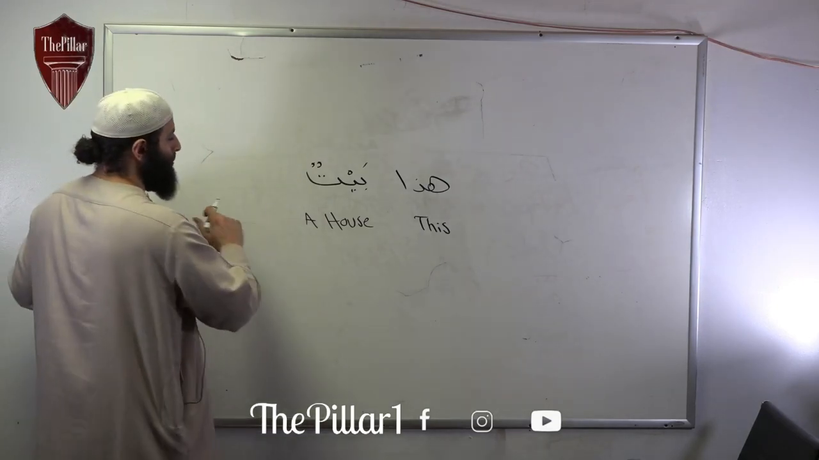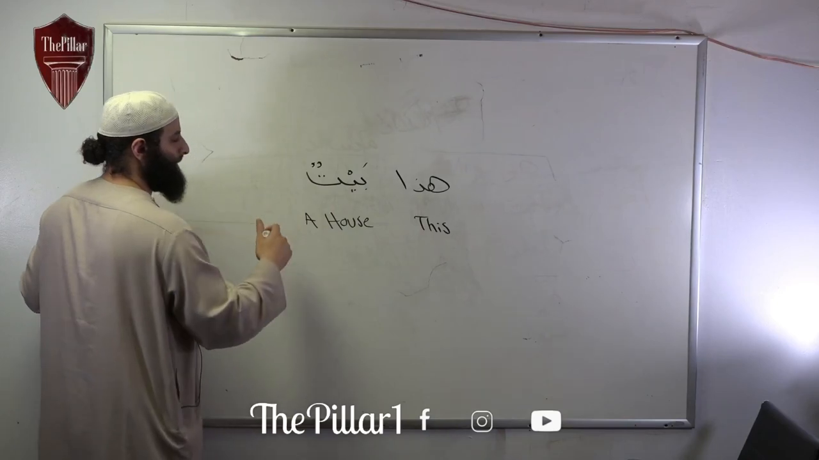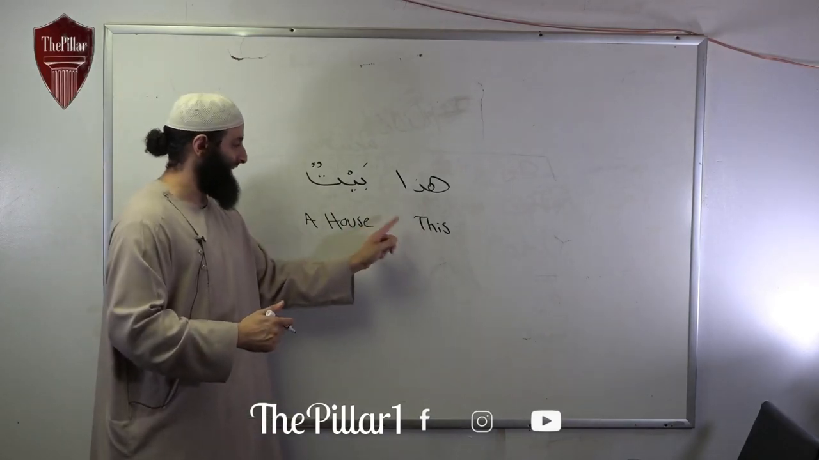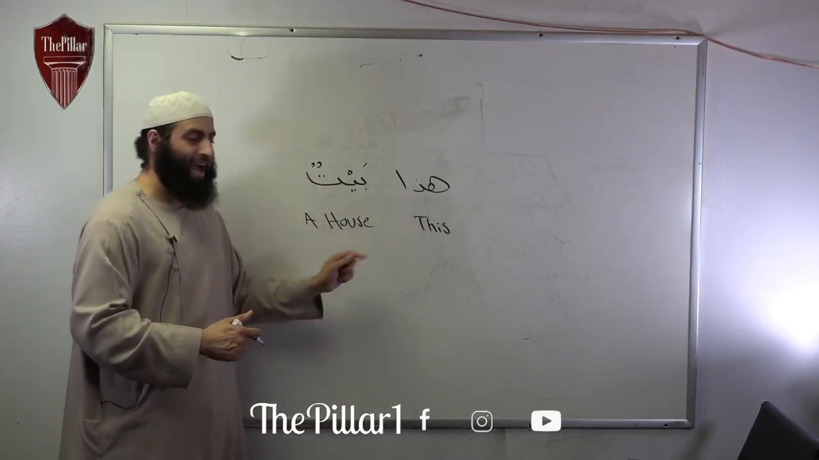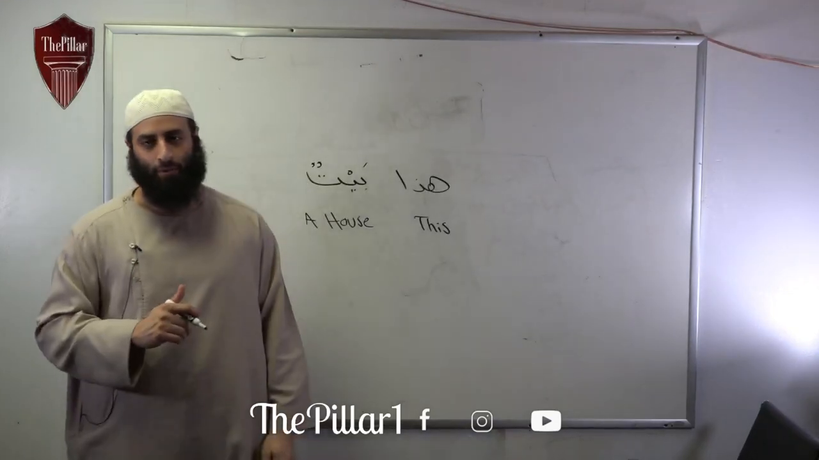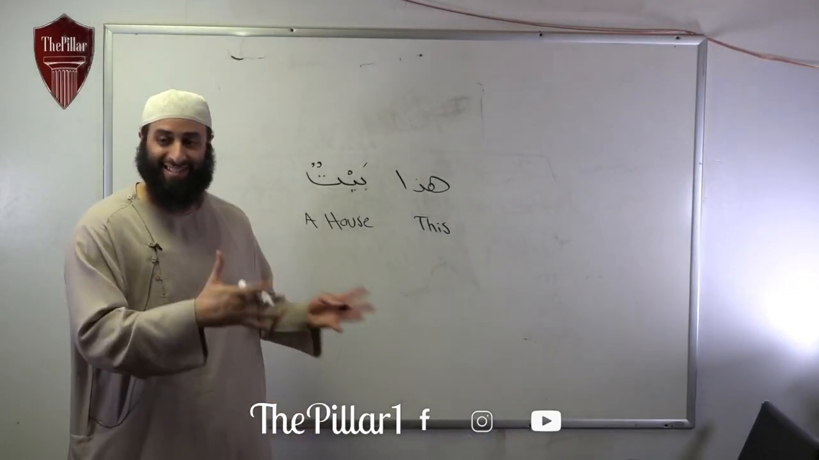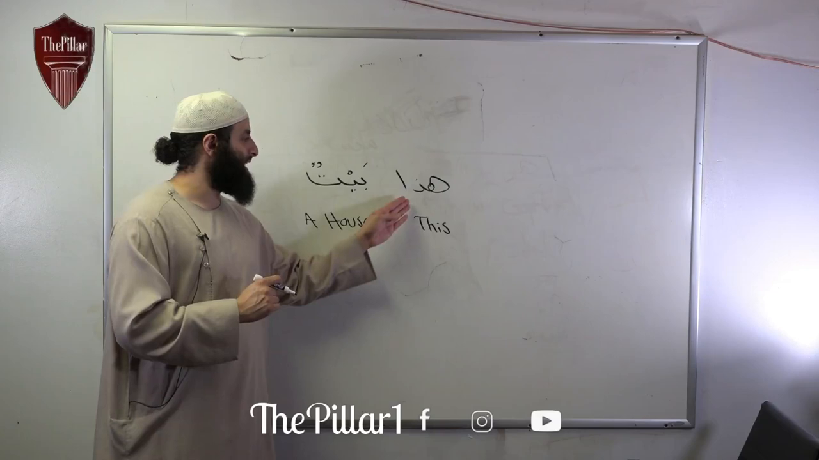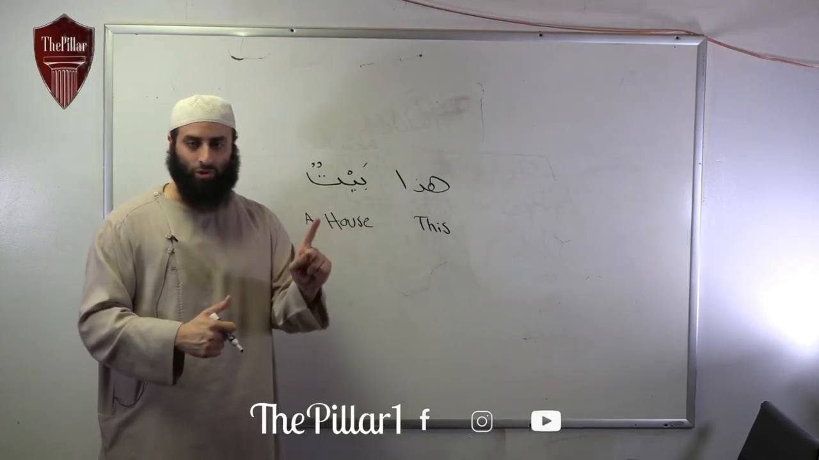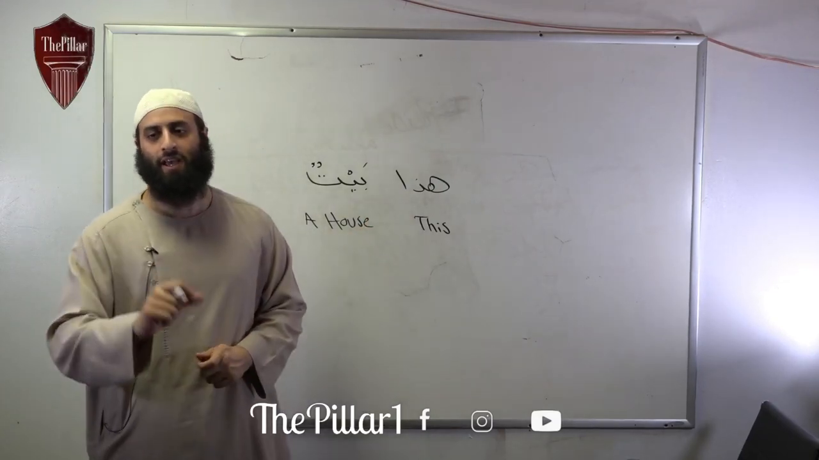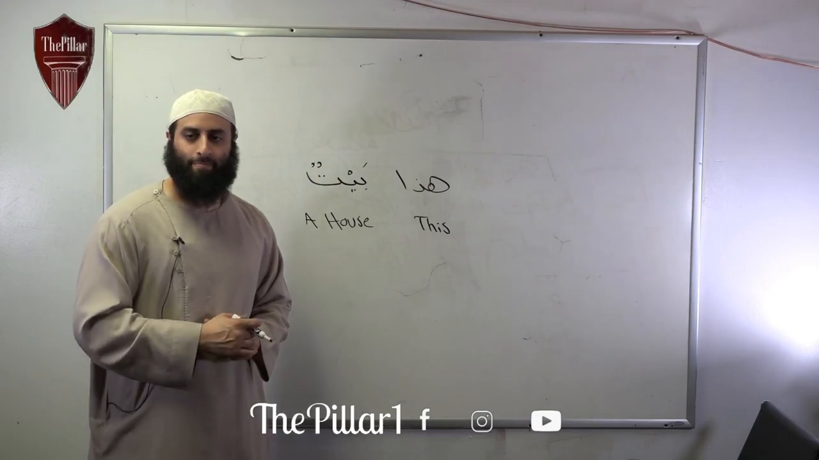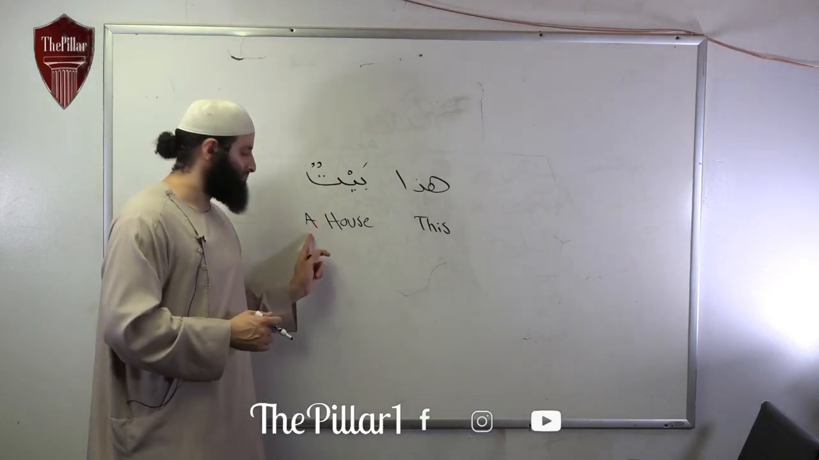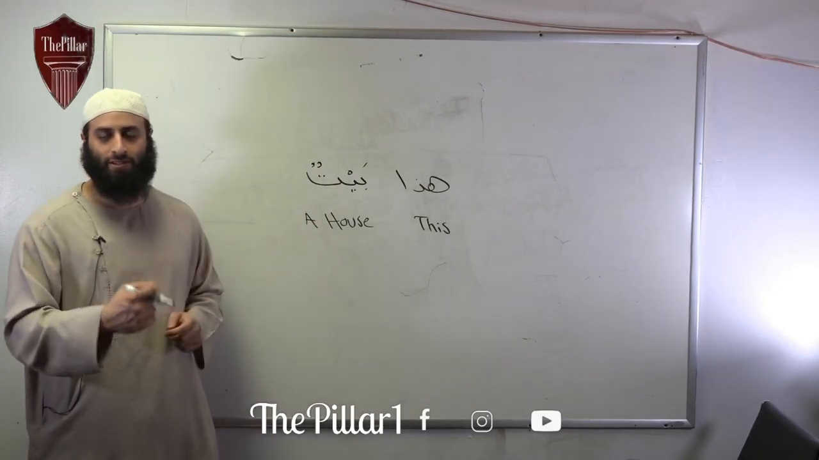So, when I say hadha, I'm actually saying this is a house. We don't have is in the Arabic language where we need to require it separately. Just saying hadha baytun is already saying this is a house. So the tanween makes that a. The tanween? Then it's just a house. That's correct. The tanween makes that a.